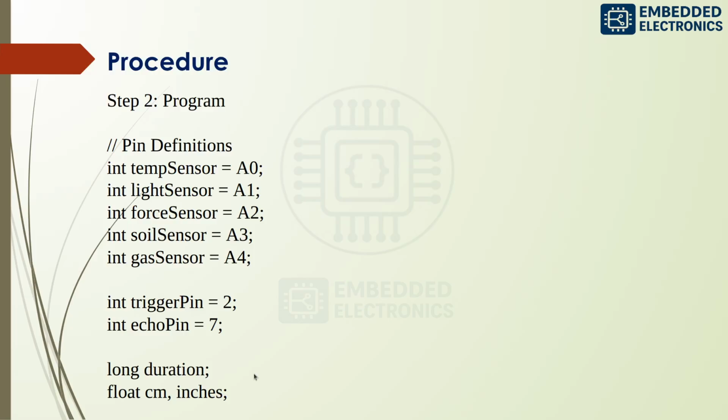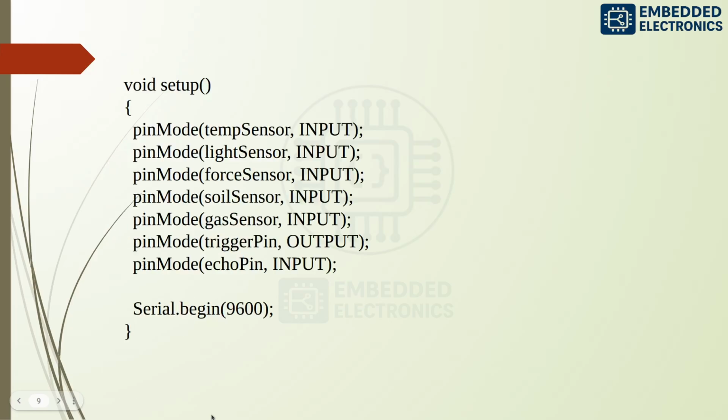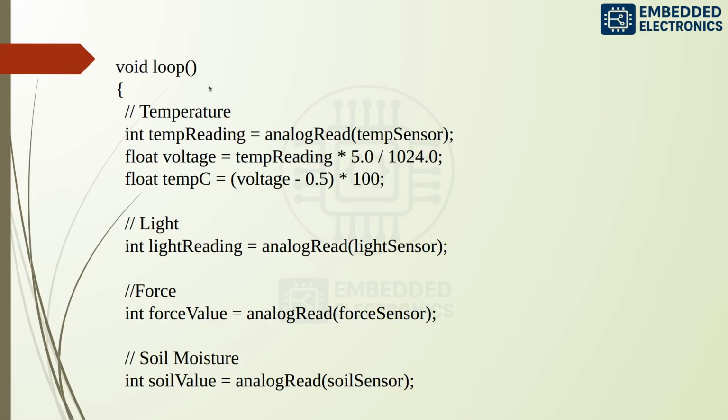And these are the variables. Long is a data type, for duration. Float is a data type, for centimeter, then inches. Void setup is the setup function. It sets all sensor pins as input and starts serial communication. Here we use Serial.begin of 9600. Next is the loop function.